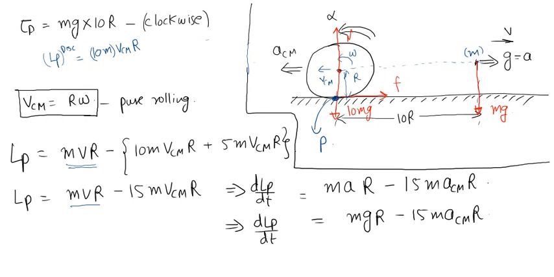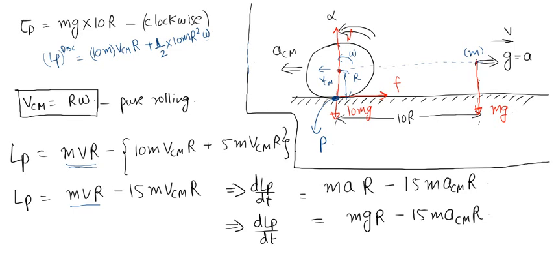So this is due to the motion of the center of mass, plus it is rotating about the center of mass with an angular velocity omega, plus ICM into omega. ICM is basically half m r square into omega. So the angular momentum of the disk about point P will be 10m VCM into r plus 5m r square into omega, which is 5m VCM into r.